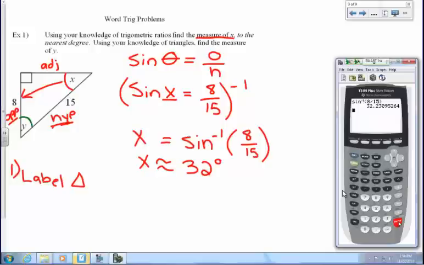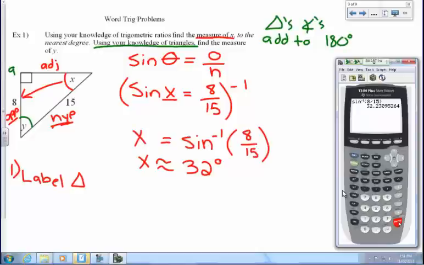So now, we want to use our knowledge of triangles to figure out the measure of y. Well, we could use trigonometry to figure it out. However, that would be a long and involved process. What we can do is dig back to geometry and remember that the triangle angles add up to 180 degrees.